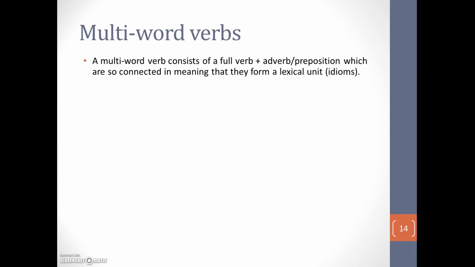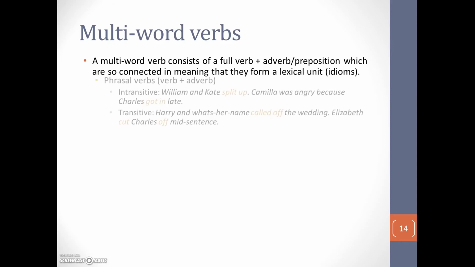Now, we also have something called multi-word verbs, and a multi-word verb consists of a full verb plus an adverb or a preposition, which are also connected in meaning, so we see them as forming a lexical unit. So often these are idioms, okay? It means that you can't just put a different preposition after this verb, but they sort of stick together. So the verb consists of more than one word, right? That's why it's multi-word verbs.